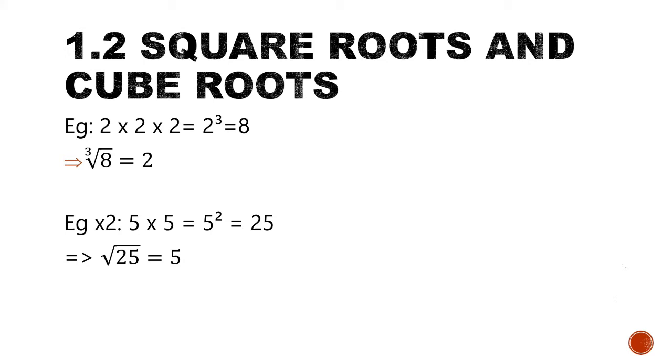So the next example is about square roots. If you have 5 times 5, it will equal 5 squared, and it will be equal to 25. You will have an inverse equation: the square root of 25 is equal to 5. I think that most people have known this before, as we have learned it in Vietnamese math.